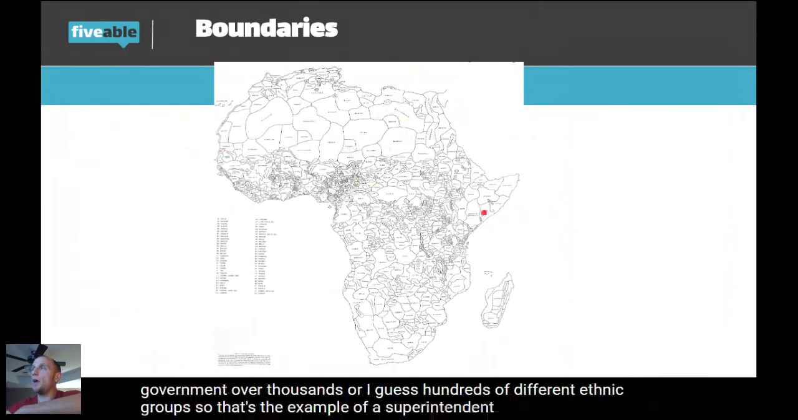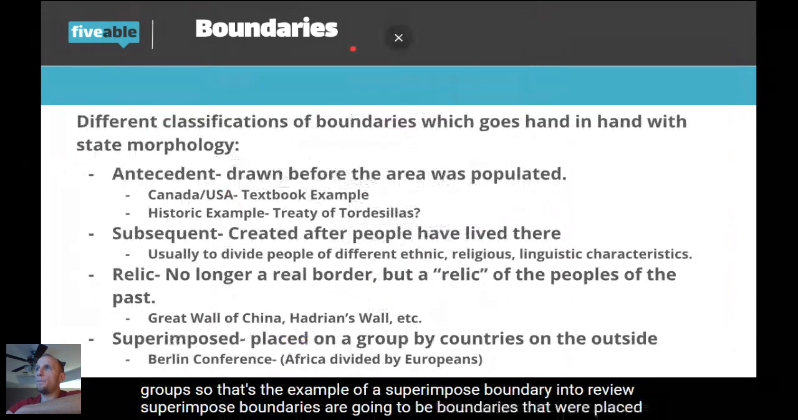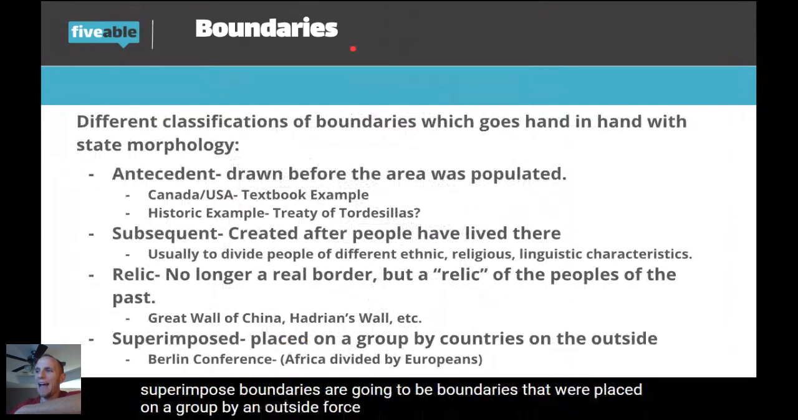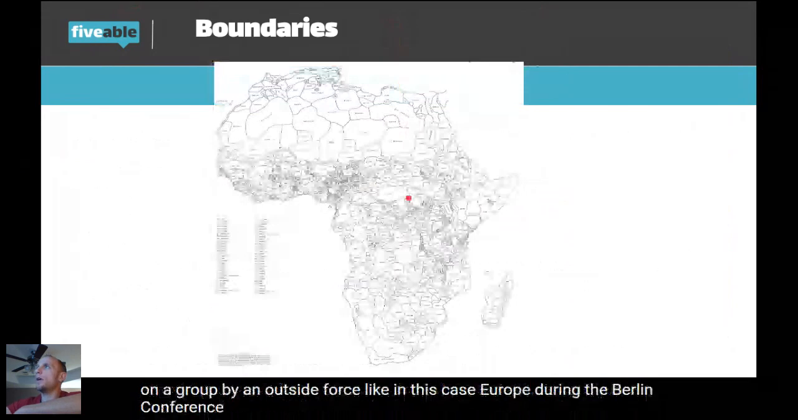So that's the example of a superimposed boundary. And to review, superimposed boundaries are boundaries that were placed on a group by an outside force, like in this case, Europe during the Berlin Conference.